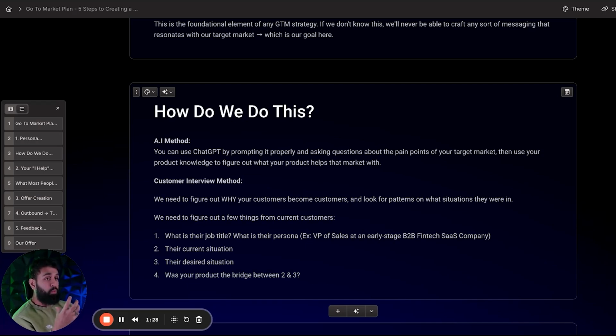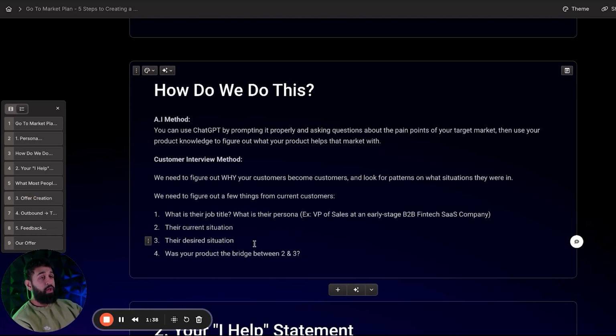But if you really want the best feedback from the market and you really want to get the best answers, you're going to want to do number 2, which is the customer interview method. With the customer interview method, we need to figure out why your customers became customers, and then look for patterns based on what situations they were in. So you want to go through your past customers, your current customers. You want to figure out, what is their job title? What is their persona? What is their current situation? What is their desired situation? And was your product the bridge between their current situation and the desired situation? Why did they go with you? Why did they work with you? That sort of thing.